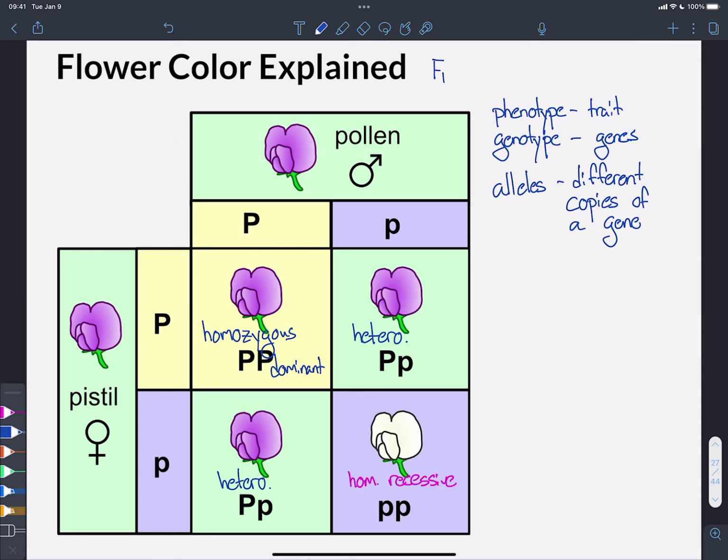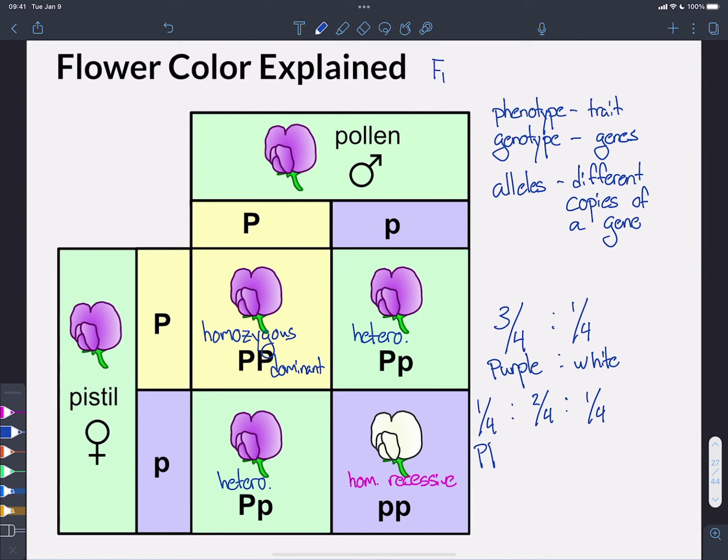Because 3 of the 4 possible combinations result in the phenotype of purple flowers, you'll wind up with a 3/4 to 1/4 phenotypic ratio of purple to white. If you wanted to look at it genotypically, our ratio would be slightly different. You'll get a 1/4 to 2/4 to 1/4 ratio of homozygous dominant to heterozygous to homozygous recessives. This is always the case in Mendelian inheritance. Anytime we're looking at a trait with this basic relationship of a dominant allele and a recessive allele, the inheritance of the traits will obey these rules.